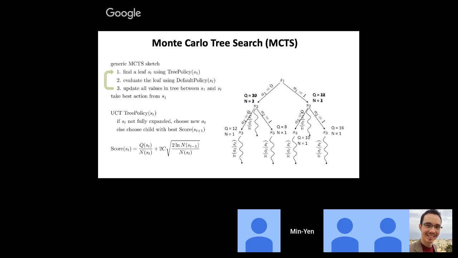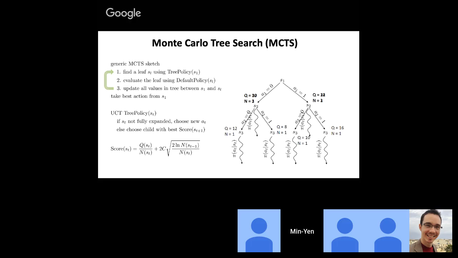So is the 2C square root, that's the variance, is it? The 2C part, let's see. I didn't take this equation down. I was listening to it in the car without watching the video. So what is C? It's a hyperparameter. Yeah. Okay, so you can decide how much exploration and how much exploitation you want, right?